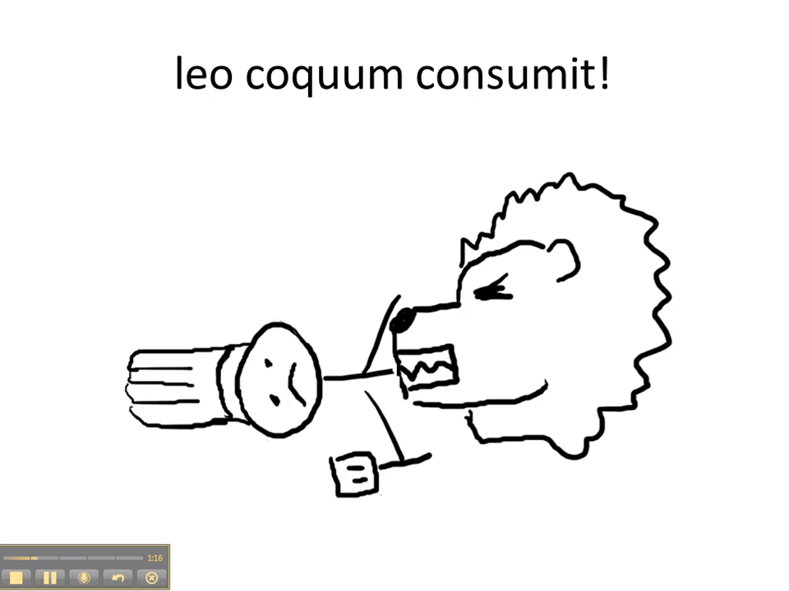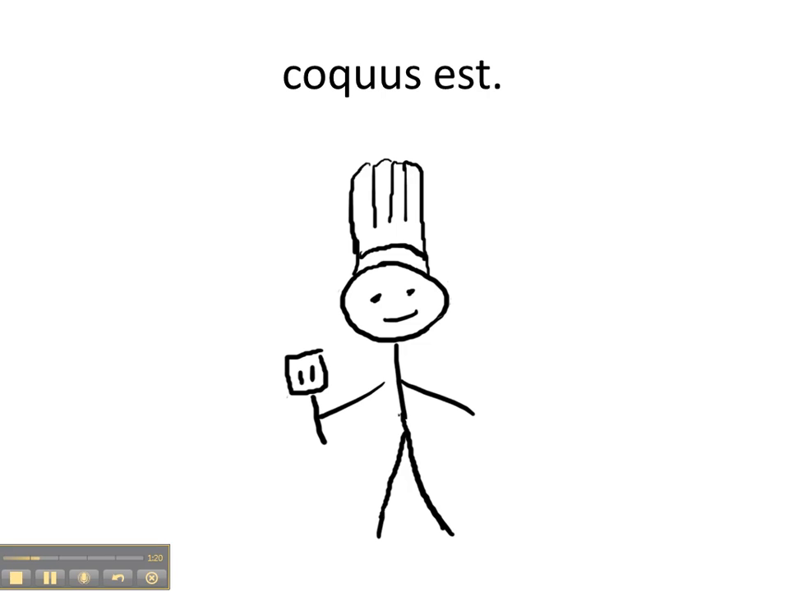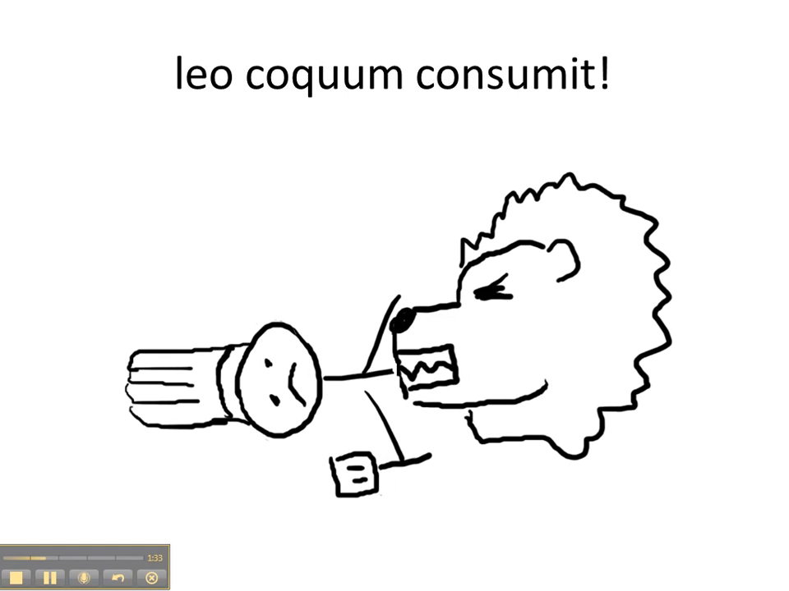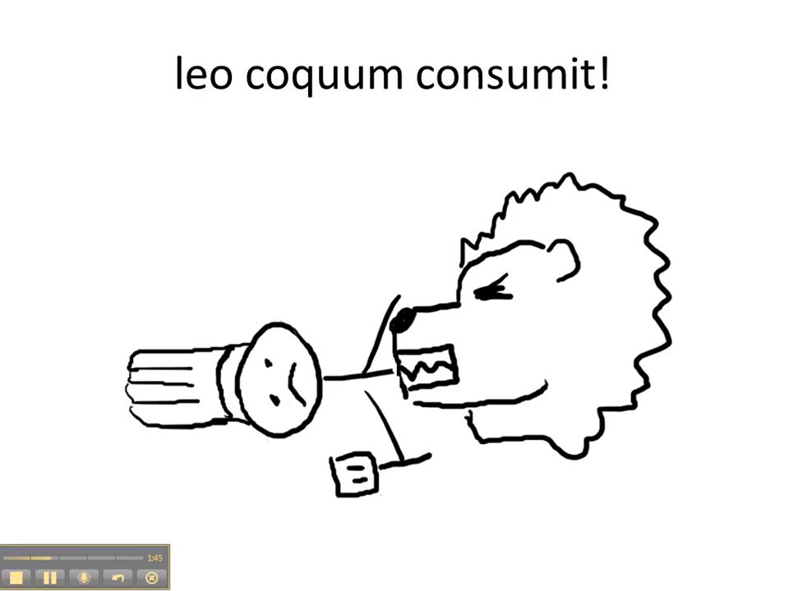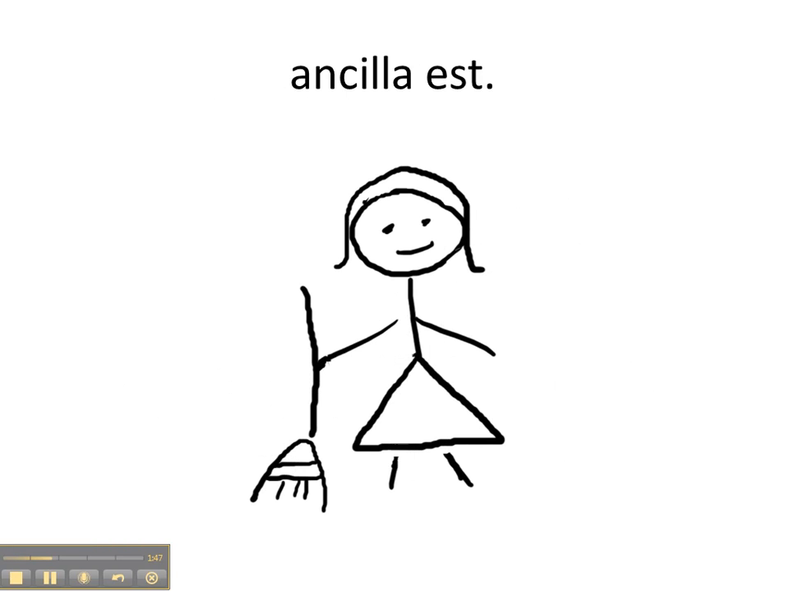So again, if we look at these words, coquus, coquum, we have the us signifying that it is the subject of the sentence, coquus. But then we have coquum, signifying that it's the direct object of the sentence, and it's the accusative. So we have the nominative subject coquus with the accusative direct object coquum.